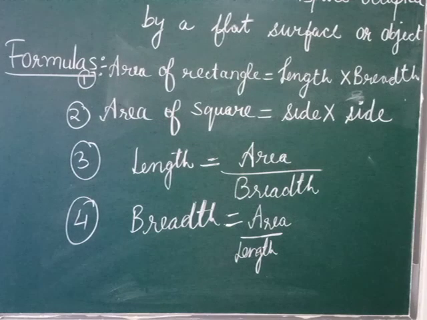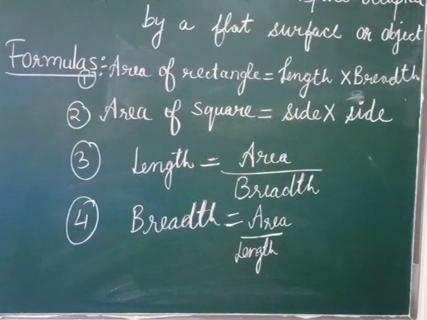First of all, there is the formula for area of rectangle. As you know, there are two lengths and two breadths in a rectangle. So area of rectangle will be length multiply breadth. This is the standard formula for finding area of rectangle. Second is area of square, which is equal to side multiply side, because all the sides of a square are equal. So area of square is side multiply side.